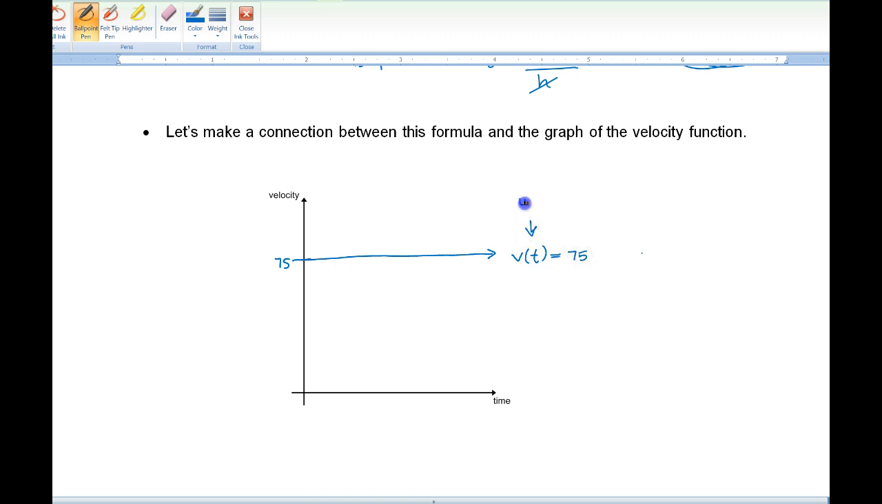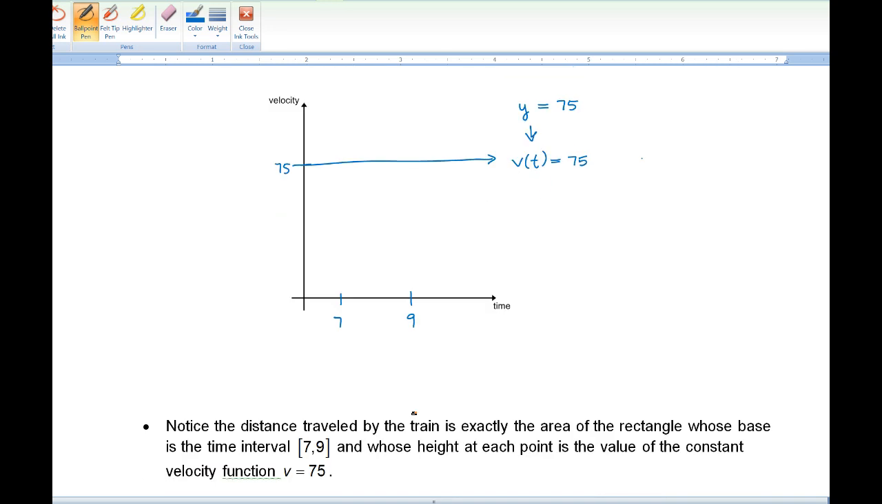Again, just think of v of t, this is just like y equals 75. Now, we don't know where it's beginning and we don't know where it's ending. We just want to look at from 7 a.m. to 9 a.m. Okay, so if we were to cut it off here, so we just want to look at 7 to 9, what we end up with is a rectangle.